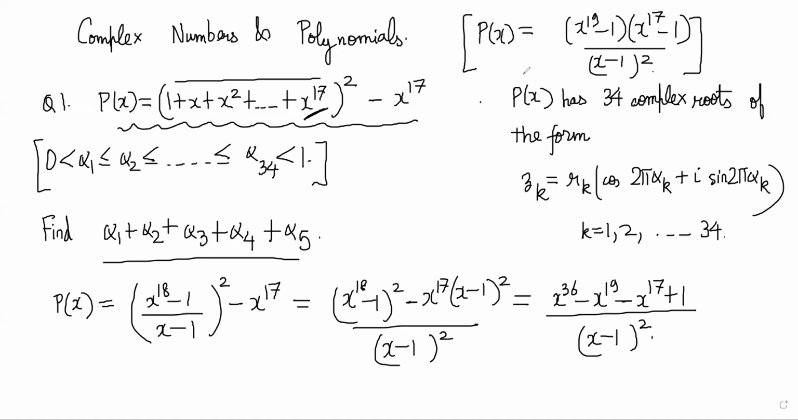Now, what you can see here from this expression of p of x, we can realize that p of 1 is not equal to 0. P of 1, if you think about it, would be basically 18 square minus 1. Because every time you put x is equal to 1, there are 18 terms here. So 18 square minus 1 is p of 1, which is not equal to 0. And p of x can also be written like this. So therefore, we can rewrite it as (x minus 1) whole square p of x is equal to (x power 19 minus 1) and (x power 17 minus 1).